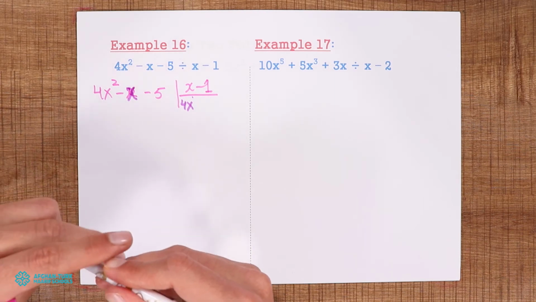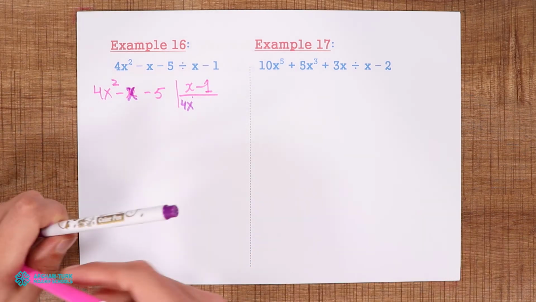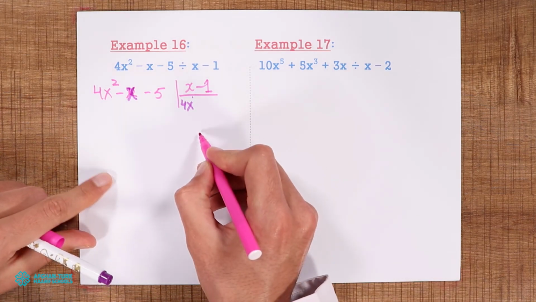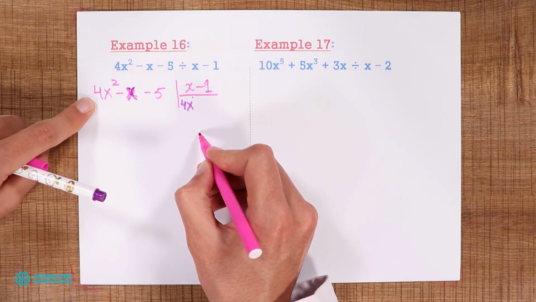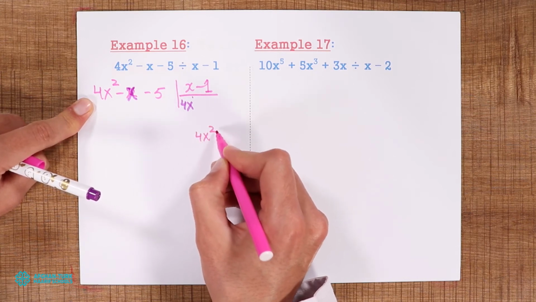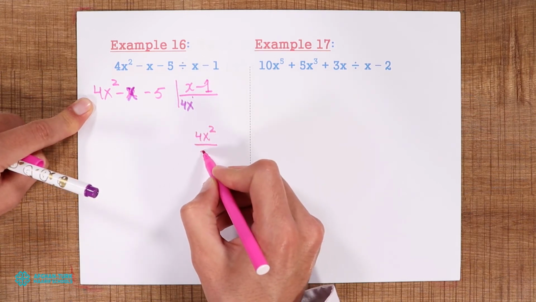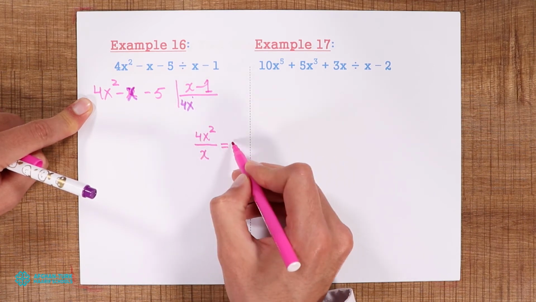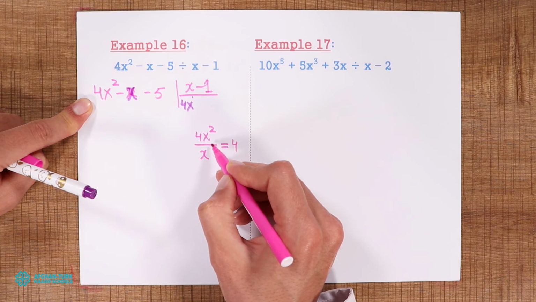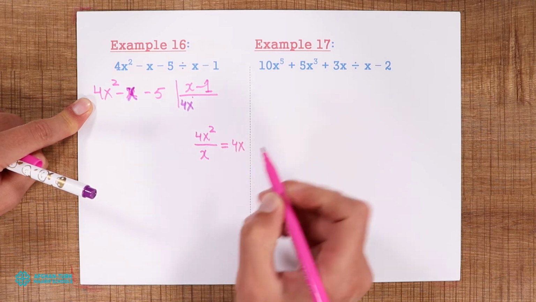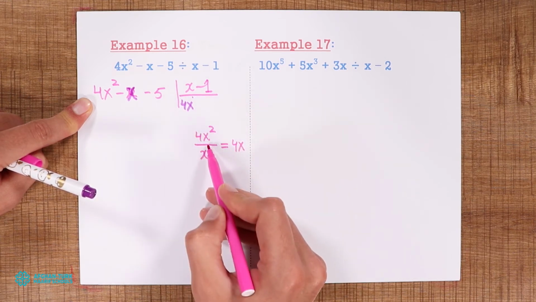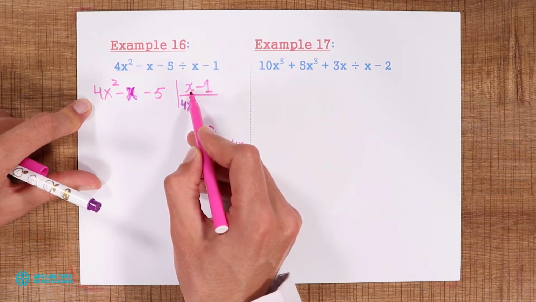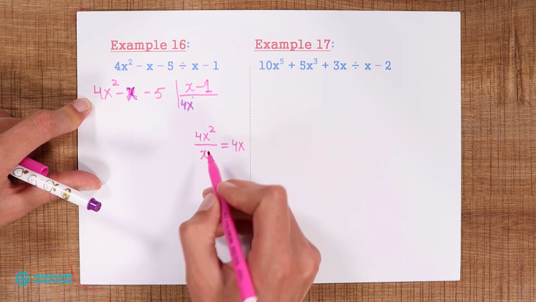You can find it by thinking, or you can also find it by a method. Divide the first term of the dividend by the first term of the divisor, which is x. What will you get here? 4 divided by 1 is 4, and x squared divided by x to the power of 1 will be x to the power of 1. So in here we have 4x. You can find it this way also.